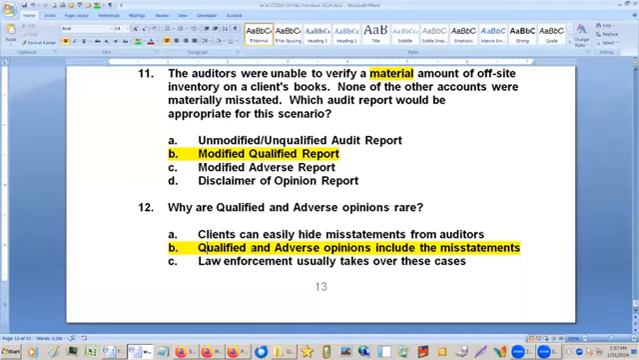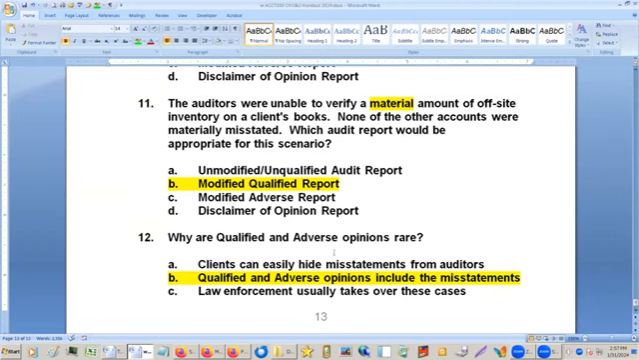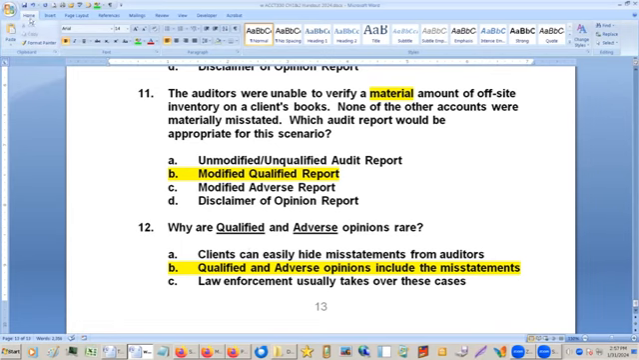So anyway, the qualified and adverse opinions include the misstatements. It's one reason why these are very rare. So if you are tempted to give somebody one of these opinions and you talk to them, they'll probably make the changes. Even if they don't agree with it, they most likely will make the changes.